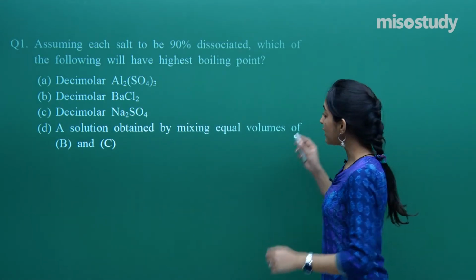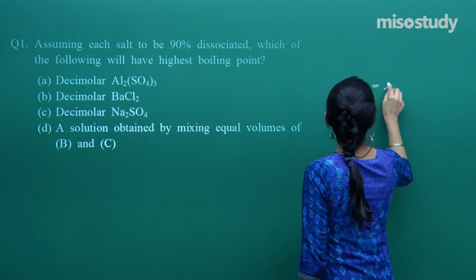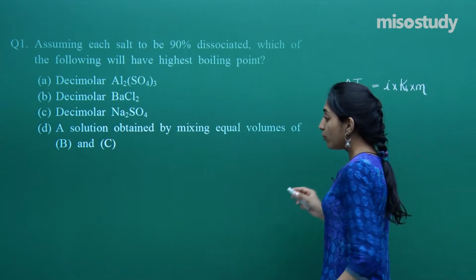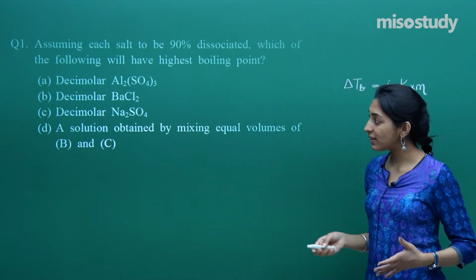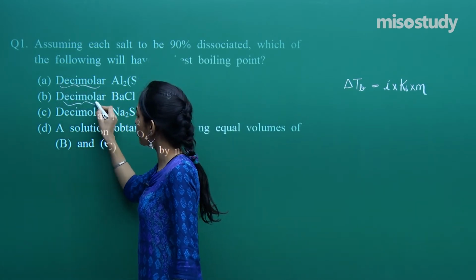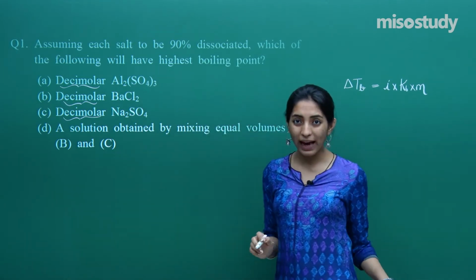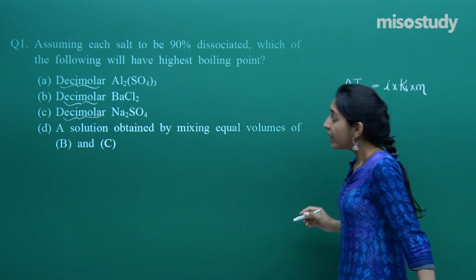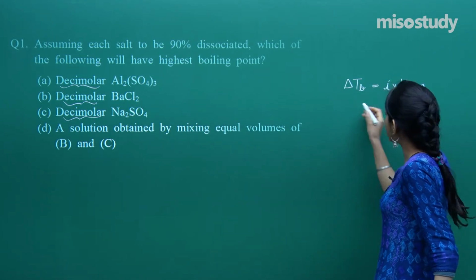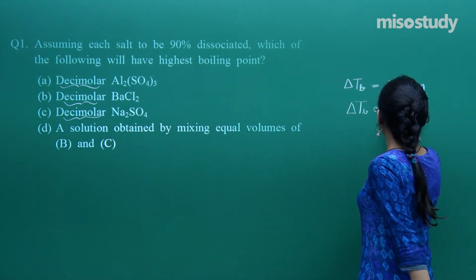Now see, you know, right, delta Tb is equal to i into Kb into molality. We should not be talking about molality because everywhere we are given the same: decimolar, decimolar, decimolar. So same concentrations are given. So let's not talk about molarity or molality. Since all of them are aqueous solutions, let us not be talking about Kb, but you can see that delta Tb is directly proportional to i.